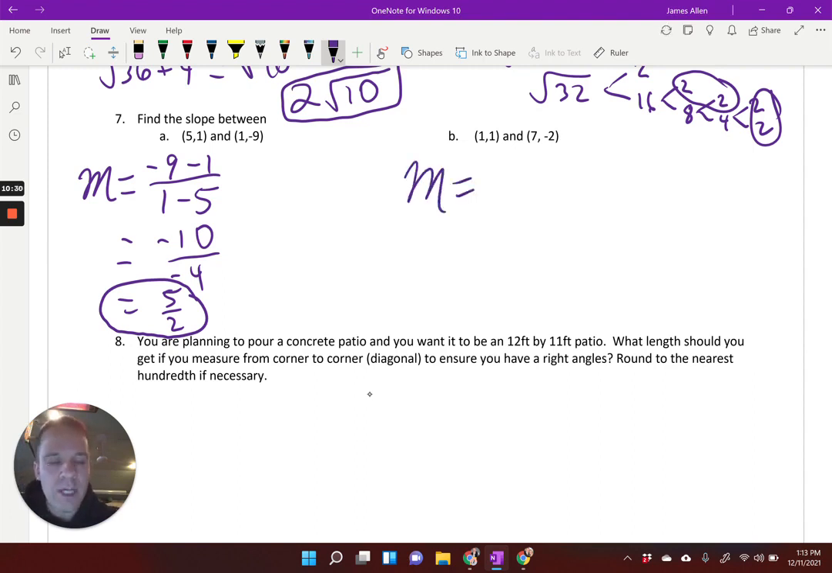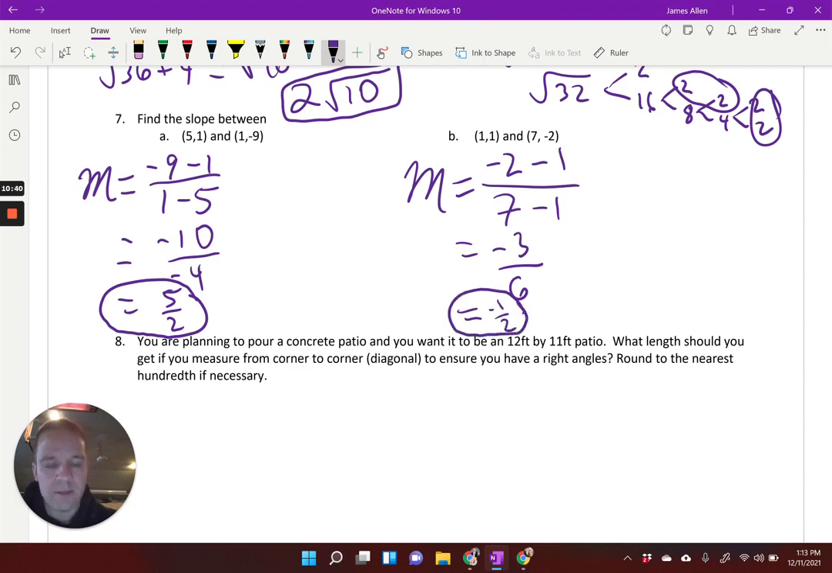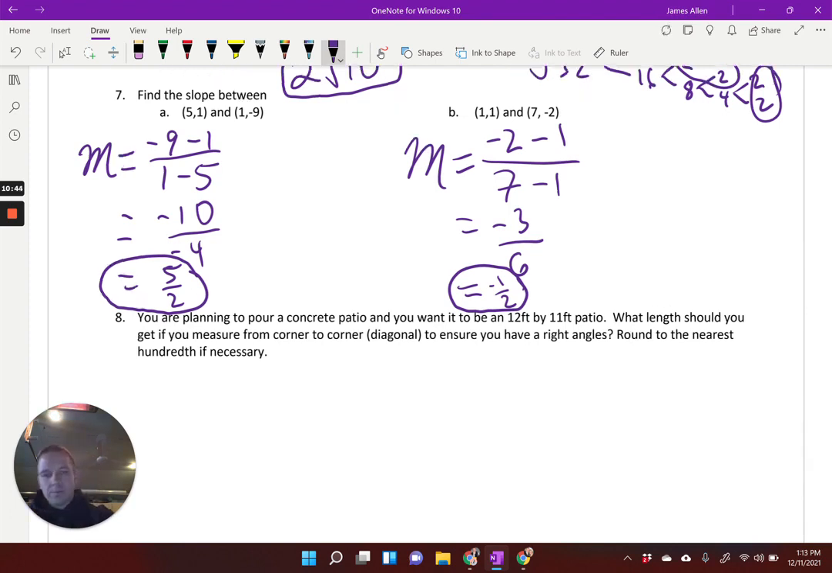Again, our slope, change in y, negative 2 minus 1 over the change in x, 7 minus 1. That gives me negative 3 over 6, which is negative 1/2 for my final answer. Woo! Awesome. Cool. Next one.